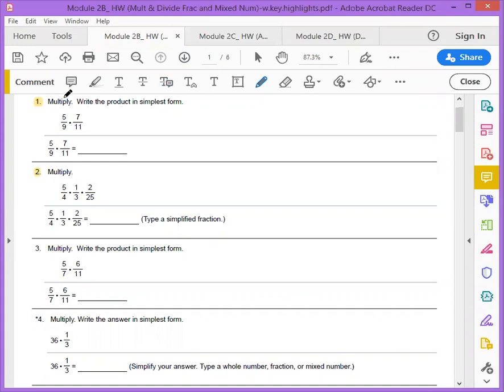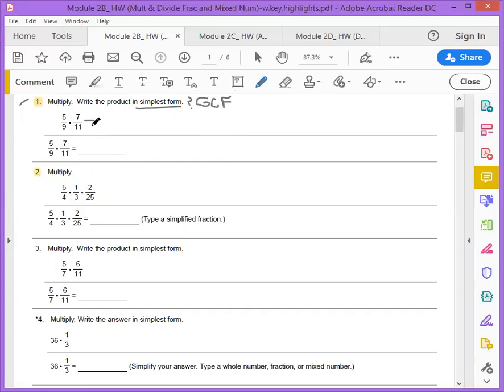With number 1, we're asked to multiply and write our products in simplest form. Now, when you're asked to write your answer in simplest form, what that means is to find out if there's a greatest common factor. Is there a GCF? You're really trying to make sure that the numerator and denominator cannot be divided by the same digit, ideally the greatest common factor, so you can put your answer in lowest terms.